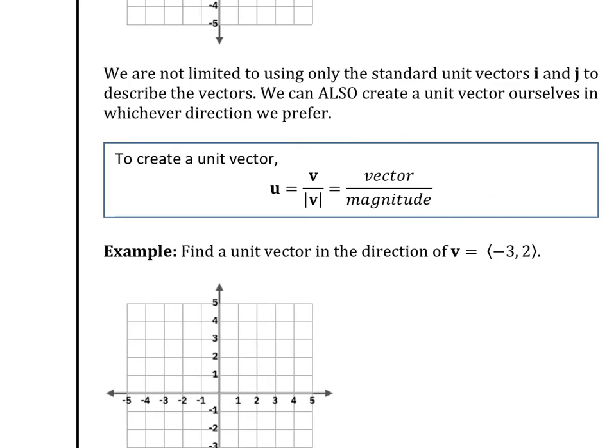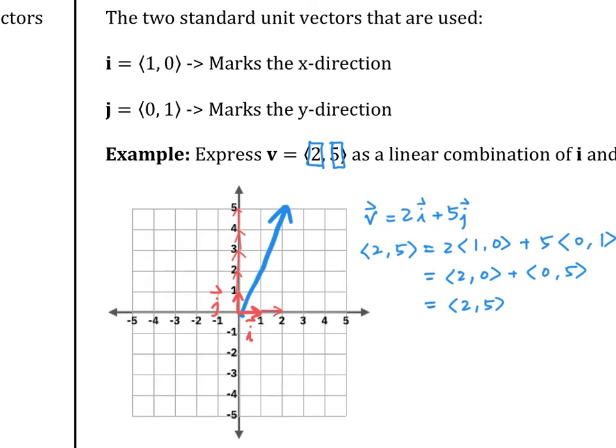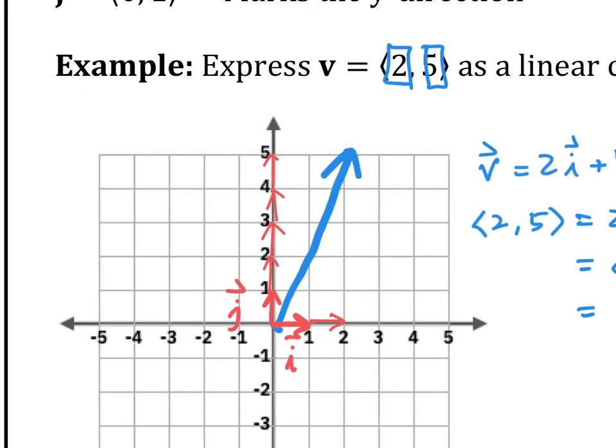All right. Now, we're not limited to using the standard I and J unit vectors to describe vectors. I and J are standard unit vectors, meaning, first of all, unit vector means a vector that is 1 unit long, and standard means it points in the standard direction, as in just x and y. We can also create a unit vector in whatever direction we prefer. So for example, if we have this same vector again, 2, 5, we can actually shorten this 2, 5 vector so that it is only 1 unit long.